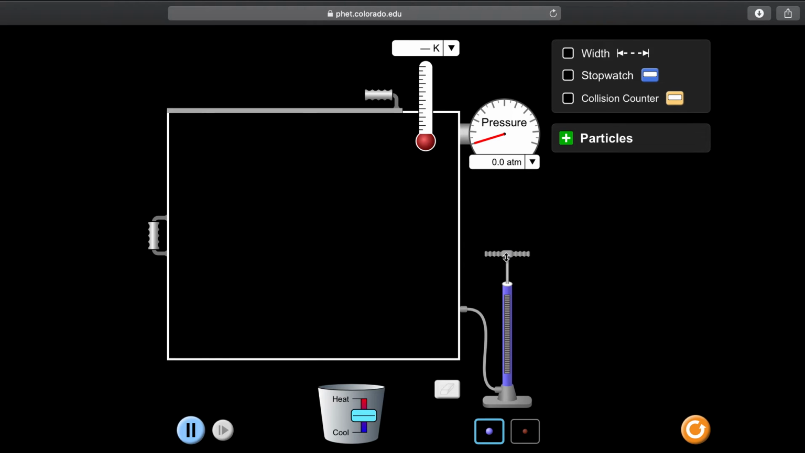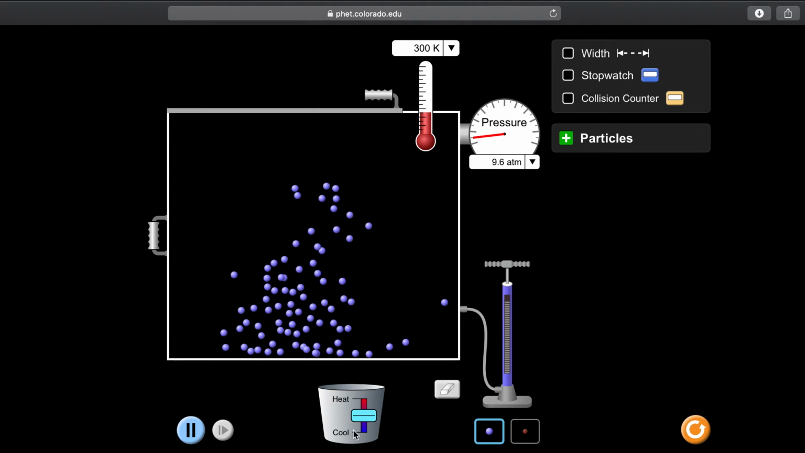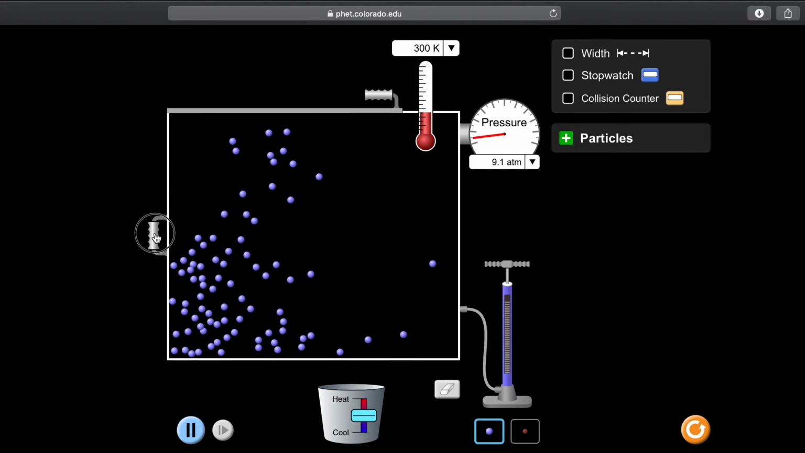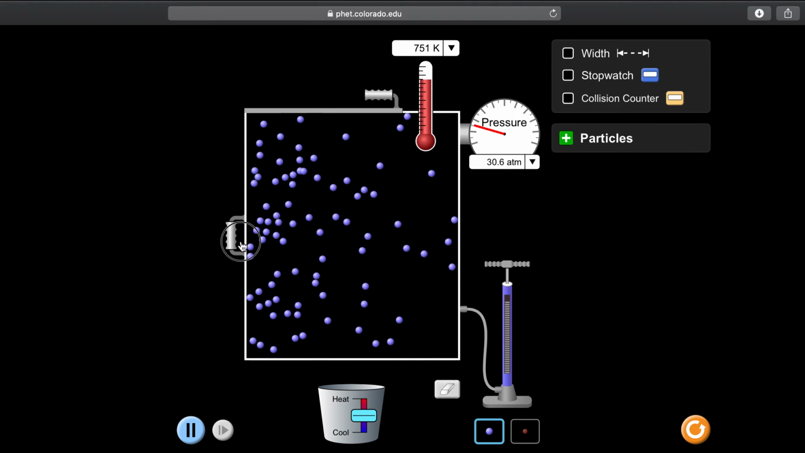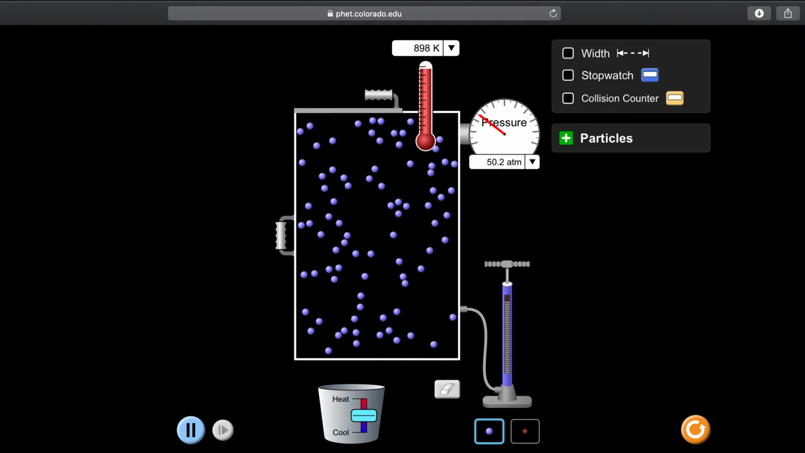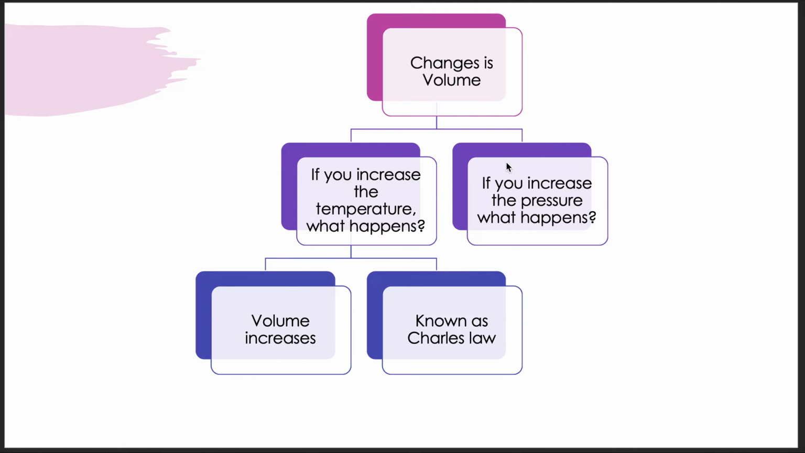But again, here's the volume. Temperature's at 300. I didn't add any heat. And if I decrease the volume, temperature rises. Okay, so if temperature increases, the volume increases.